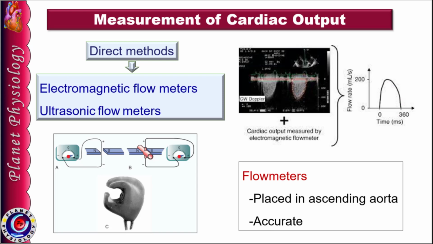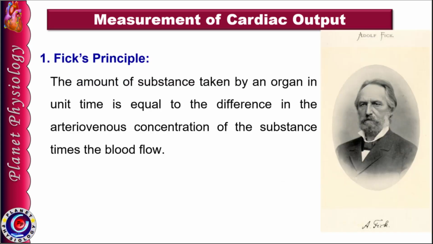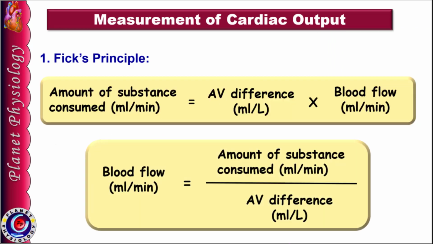Now coming to the most important indirect method, fixed principle. This is often asked in exams as a part of essay question on cardiac output. Fixed principle states that the amount of substance taken up by an organ in unit time is equal to the difference in the arteriovenous concentration of the substance times the blood flow. The same statement is written here in the form of mathematical equation.